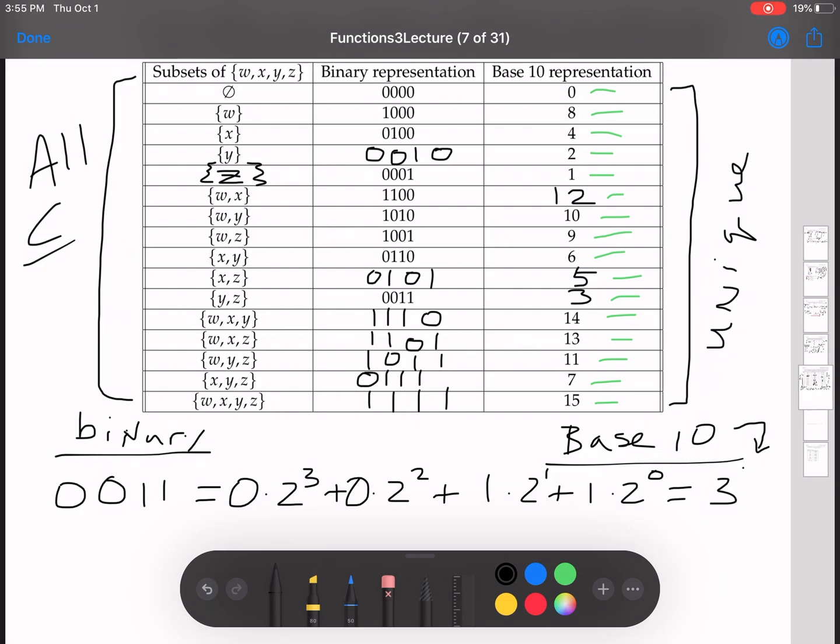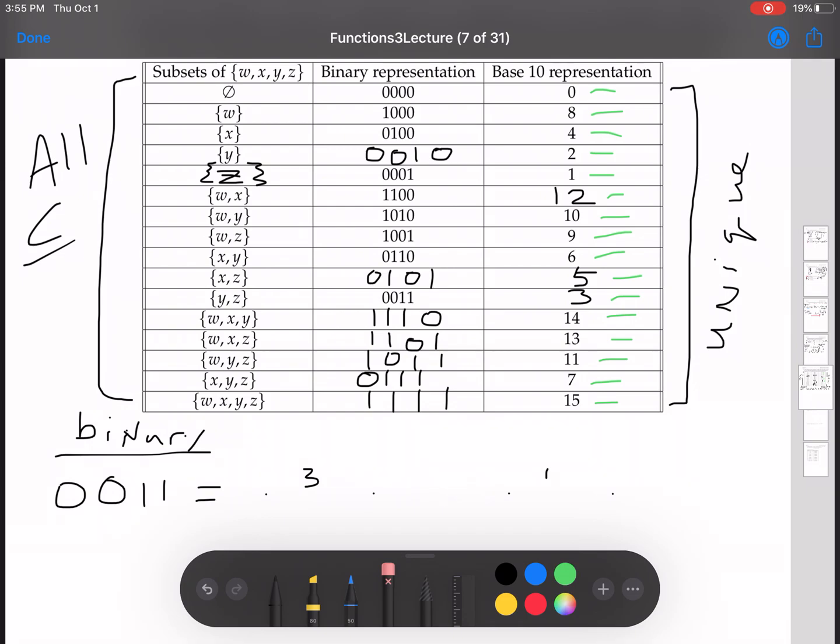And so we have a one-to-one and onto function from the subsets of w, x, y, z to all the integers between 0 and 15 inclusive. And how many numbers are there between 0 and 15 inclusive? There's 1 through 15, that's 15, plus 0. So there's 16.